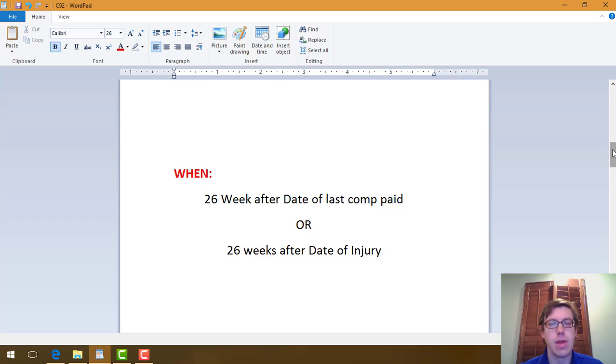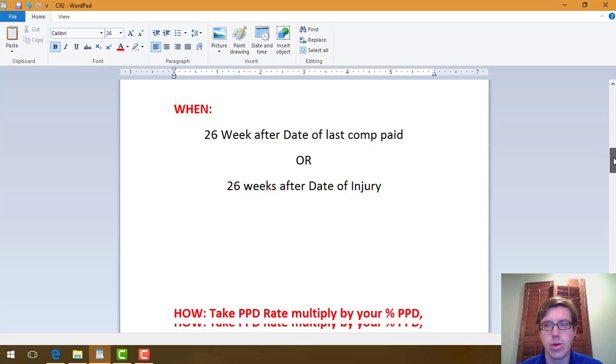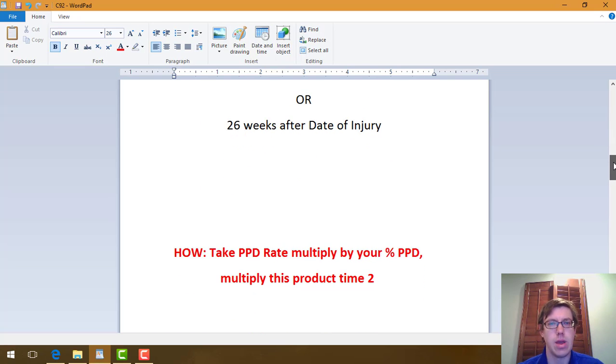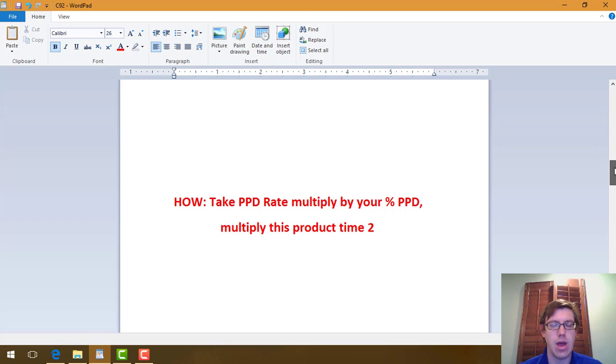I find is the rate. The rate that the permanent partial disability is paid, I feel, is the tricky part. But the actual calculation is you take your percentage permanent partial disability rate, you multiply that by the percentage permanent partial disability that you've been assigned based upon your allowances in your claim, and then you multiply this product by 2.